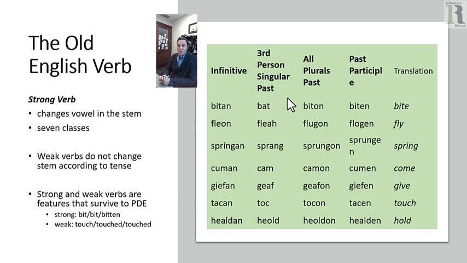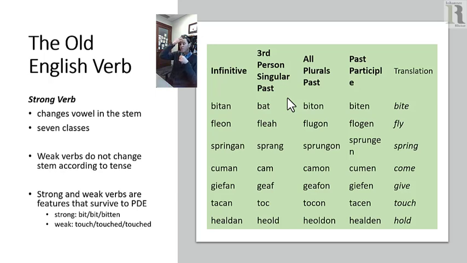Strong verbs are verbs that change their vowel in the stem. So, for example, I buy, I bought. I bring, I brought. I see, I saw. I surprise, I surprised. Wait, no, that last one is a weak verb because the stem doesn't change. It just adds the dental or alveolar ending, -ed. I walk, I walked.